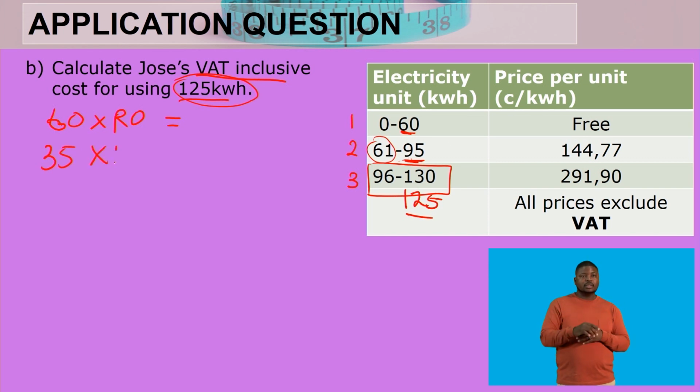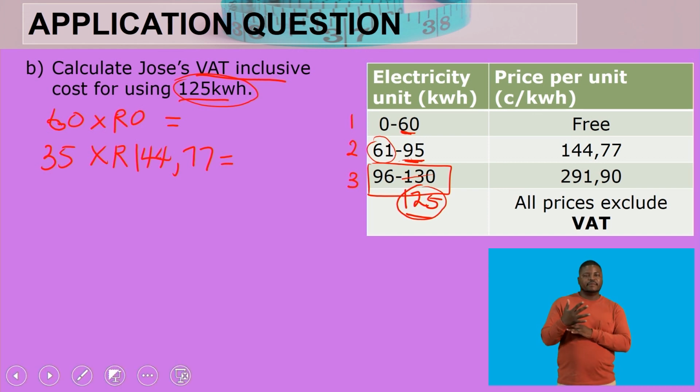Multiply, what is the price for 35? It is 144.77 rand, 77 cents. Then equals to. In the third category, the maximum is no longer 130, but our maximum is 125. So what do we do with the 125? We subtract 95 from it. So we say 125 minus 95.